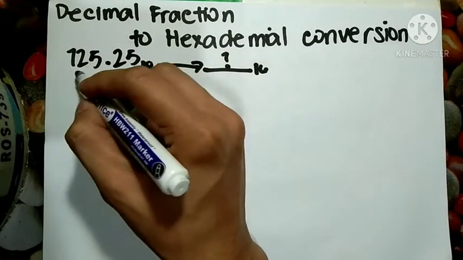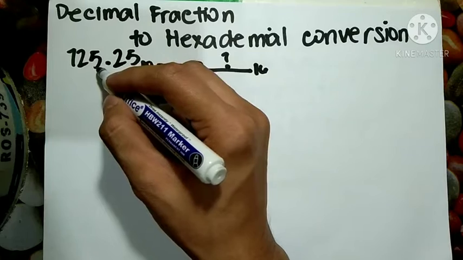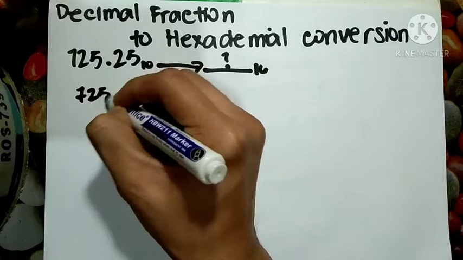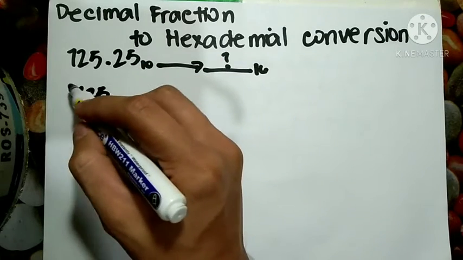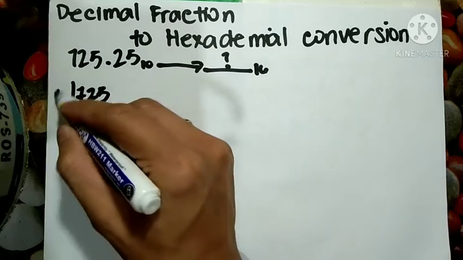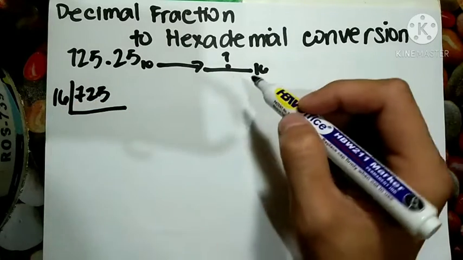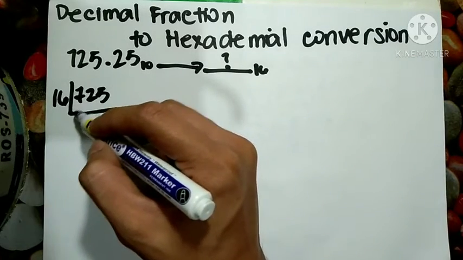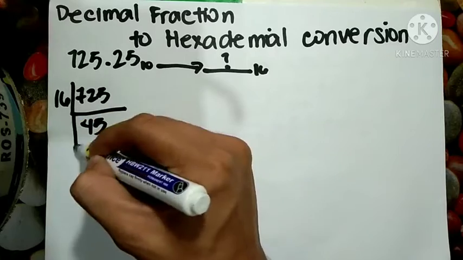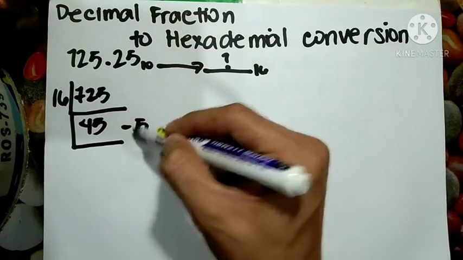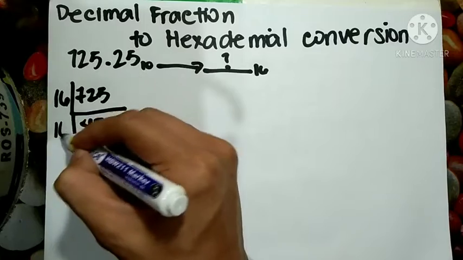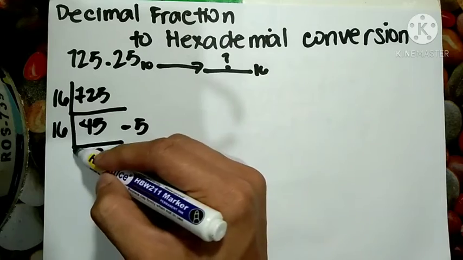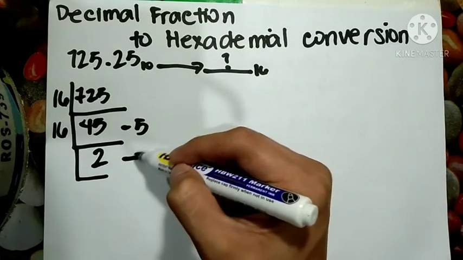Again, we need to separate 725, the integer number, from the decimal fraction. Then take 725 and divide it by 16. Again, we need to divide it by 16 because our answer must be in base 16. So 725 divided by 16 is 45. The remainder is 5. And 45 divided by 16 is 2. Then the remainder is 13.